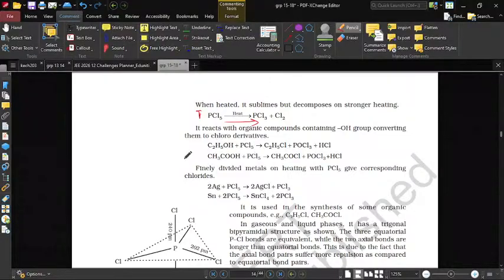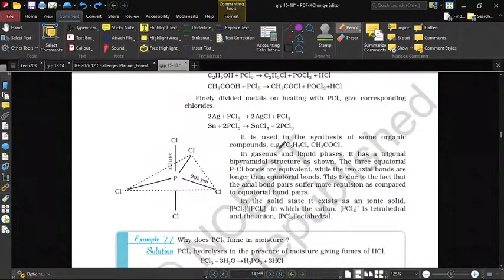It reacts with organic compounds containing OH, converting them into chloroderivatives. Finely divided metals on heating with PCl5 give the corresponding chlorides. 2Ag plus PCl5 gives 2AgCl plus PCl3. Sn plus 2PCl5 gives SnCl4 plus 2PCl3. It is used in the synthesis of organic compounds like C2H5Cl and CH3COCl. In gaseous and liquid phase, it has a trigonal bipyramidal structure as shown.